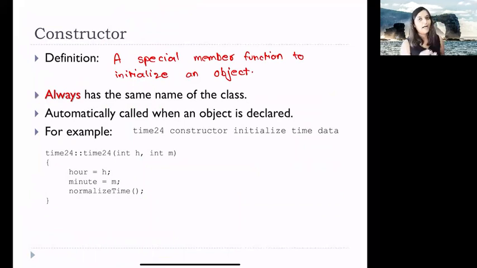Most of the classes should have a default constructor. It's just good programming practice, because in case you don't pass any argument, by default, what it will call is a default constructor.